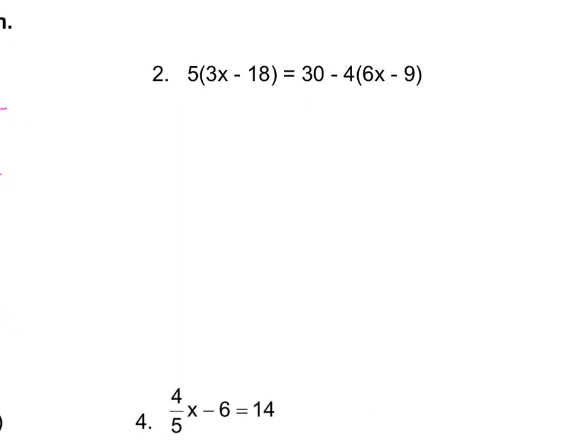Notice on number 2, we have parentheses, and we're not able to combine everything inside the parentheses. So we're going to use the distributive property, which means we're going to distribute the outside term to everything on the inside of the parentheses by multiplying. So I'm going to distribute, so that's going to be 15x minus 90 equals, now make sure you don't do 30 minus 4 here. We're bringing the 30 down because we need to distribute this negative 4 here. So when I distribute that, that's minus 24x.